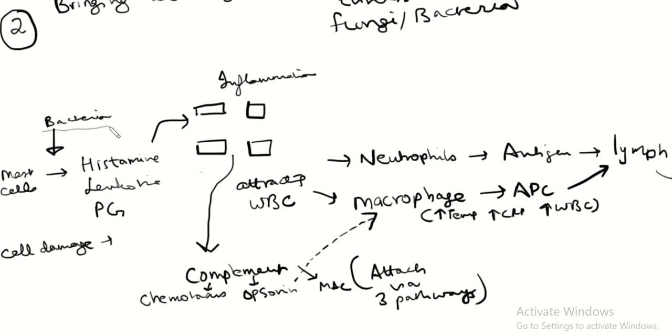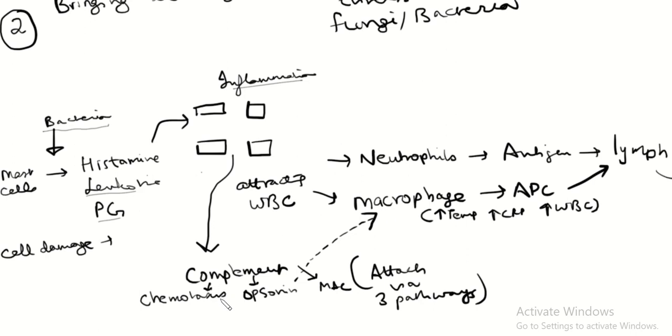So here's the bacteria. They come in, you have histamines, leukotrienes, and prostaglandins. And then there's cell damage that causes arachidonic acid, and there's more prostaglandins and leukotrienes that come out, right? And they cause inflammation. Okay, with inflammation, you now have the complement system that comes out, and you have neutrophils and macrophages that come out.